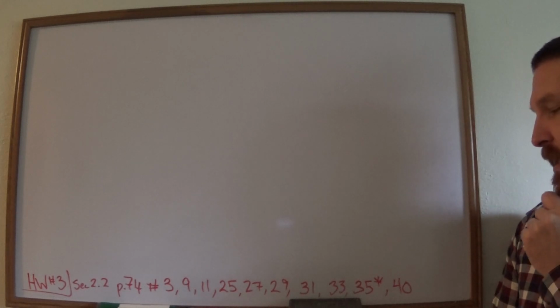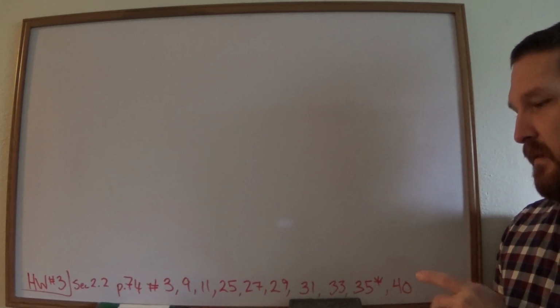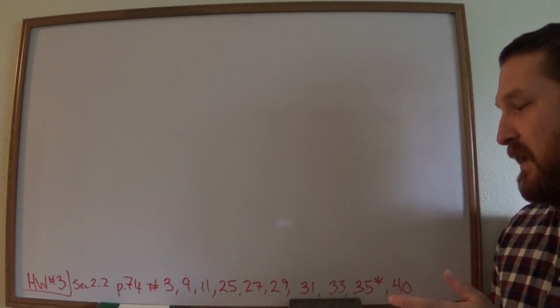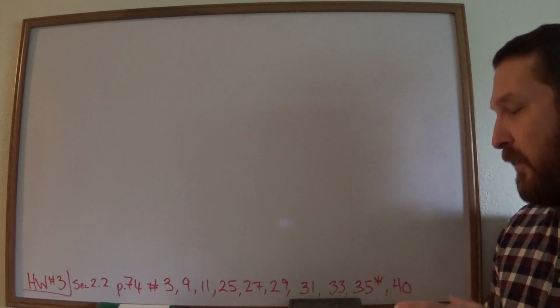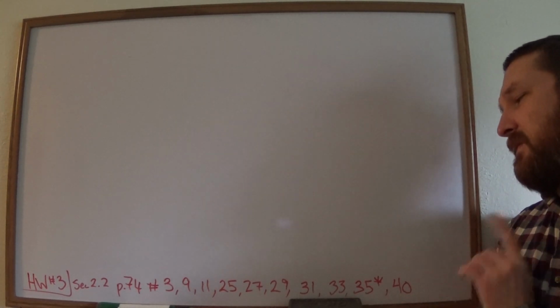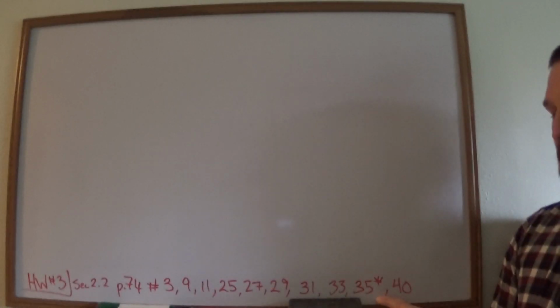You'll see right here, so I'm going to say all of these so that I could say in court, no, I did tell them, Your Honor. Even though, yes, it may have been written funny on the board, no, I told them that it was numbers 3, 9, 11, 25, 27, 29, 31, 33, 35, star.